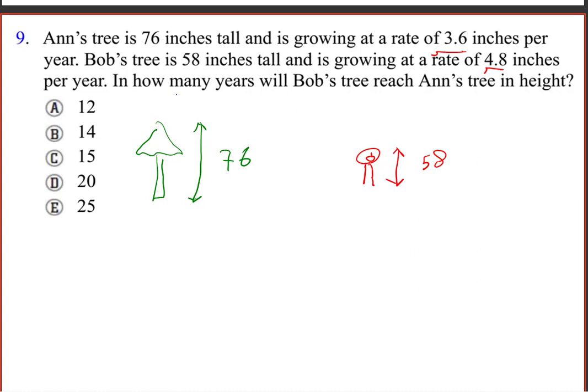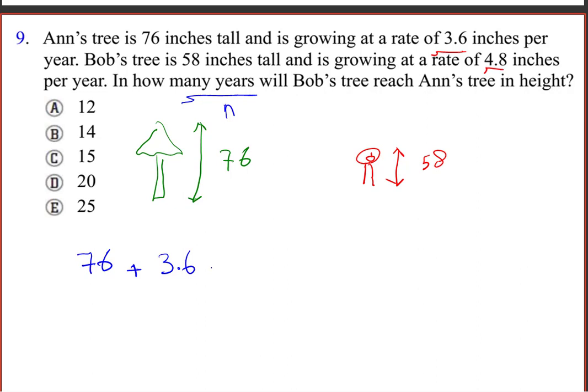So we don't know how many years. How many years is one of these multiple choices. So suppose we don't know how many years. It can be 1 year, 2 years. It can be 12, 14, 15, 20, 25 years. We don't know. Let's think that it's n years. We don't know how much n is. N is definitely one of these choices. So Ann's tree is 76 inches, and in 1 year, it will be 76 plus this. After 2 years, it will be 2 times this plus 76.